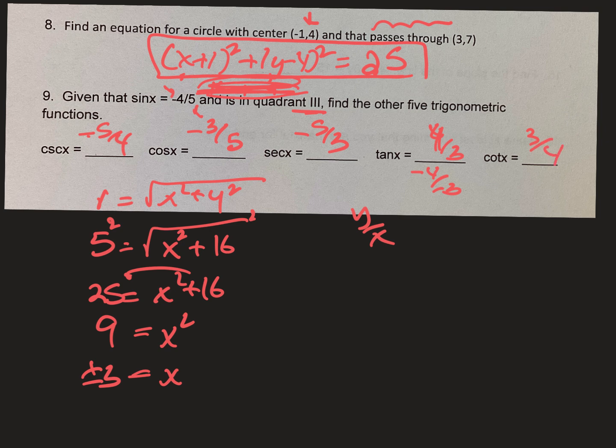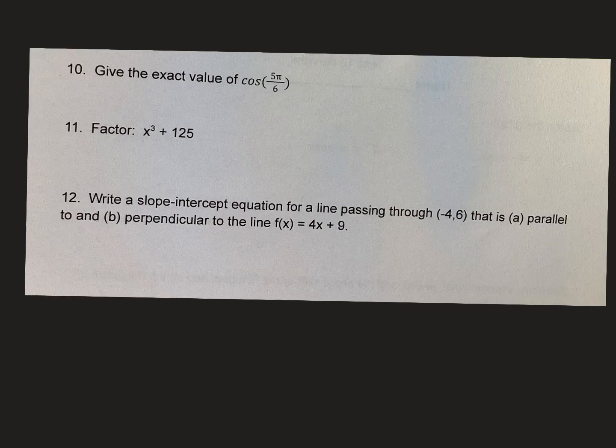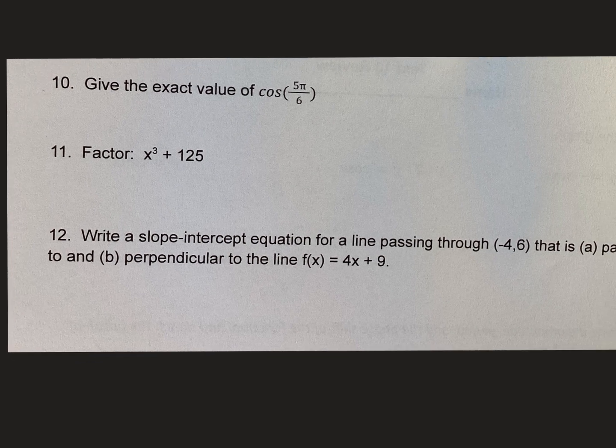Hope that makes sense. Number 10, give the exact value. You can use your circle here. So I'm really looking at pi over 6. Cosine pi over 6 is square root of 3 over 2. So think about what quadrant we're in. If I'm going 5/6 of the way to pi, like pi is right there, I'm almost there, which puts me in quadrant 2. Cosine is x. X is negative in quadrant 2. So there's that.